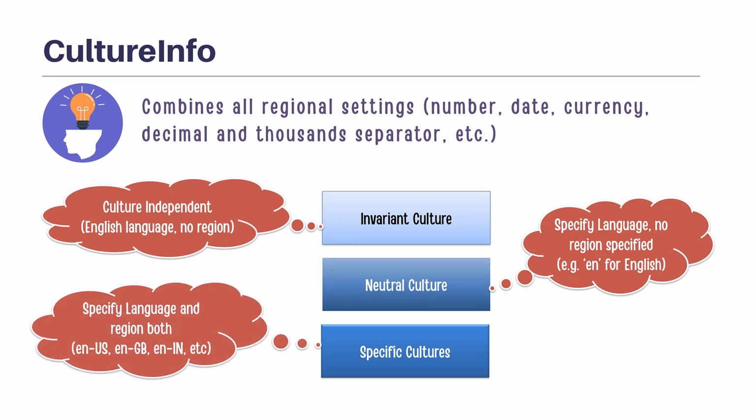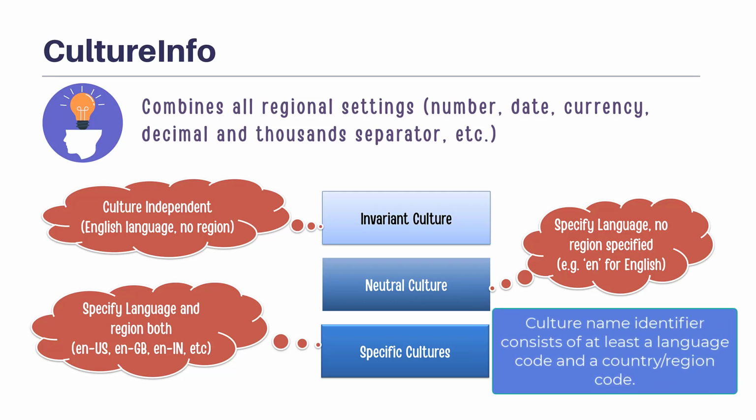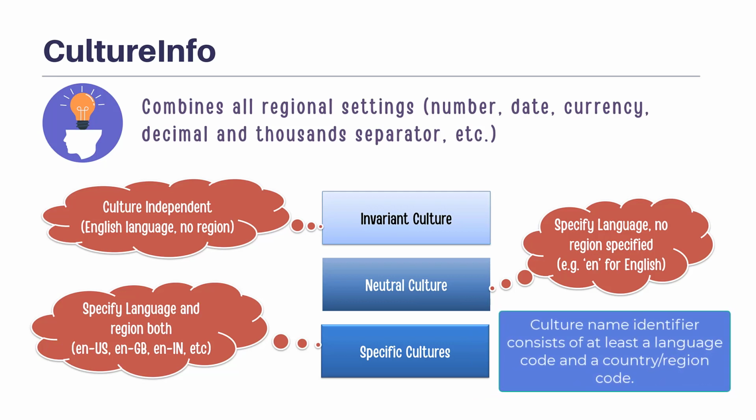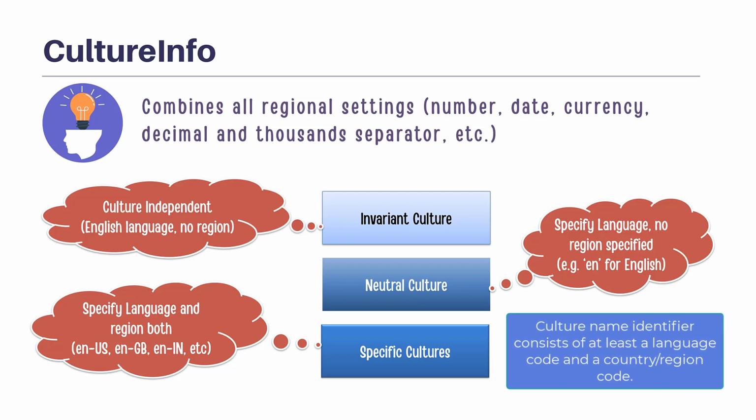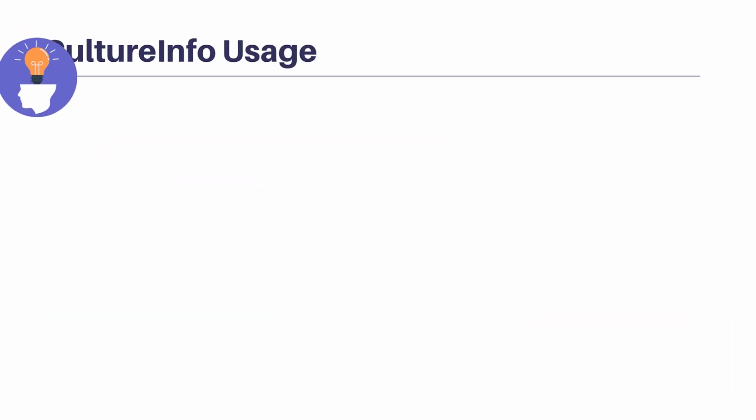We can specify the culture names like EN-US, EN-GB, or EN-IN. These culture names are specified in ISO format. First two letters are for language and then hyphen followed by few more letters specifying the region. For example, when we specify EN-US as culture name, then EN is for English language and US is for the region United States. Similarly, when we specify EN-IN, then EN is for English and IN is for India.